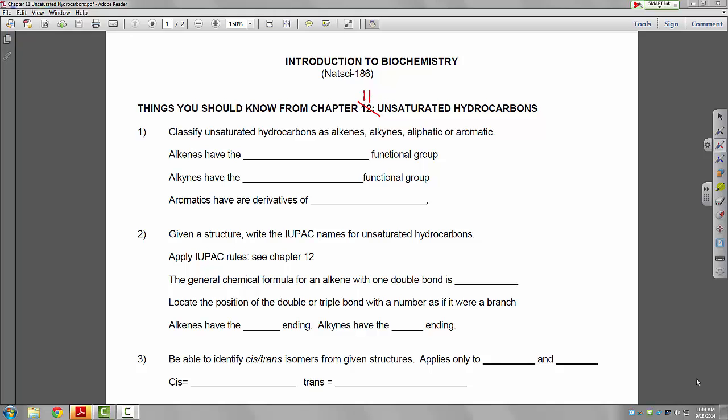Alright, unsaturated hydrocarbons, there's three main types. We have alkenes, alkynes, and aromatics. There's this term aliphatic here. What does aliphatic mean? Aliphatic actually comes from the term slight affinity, and essentially the term originally meant that they had slight affinity with water, so they're non-soluble, right? They're non-polar. They don't dissolve in water.